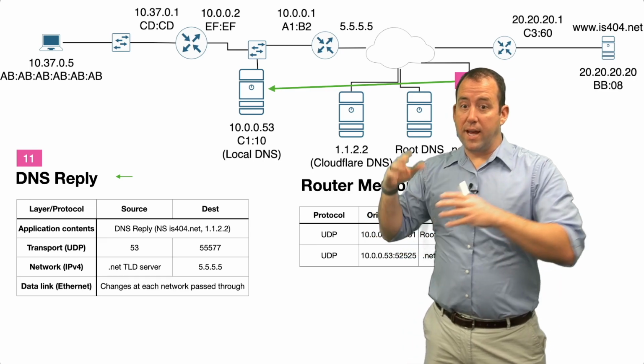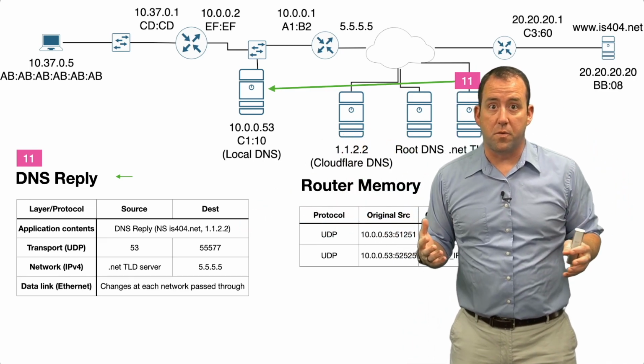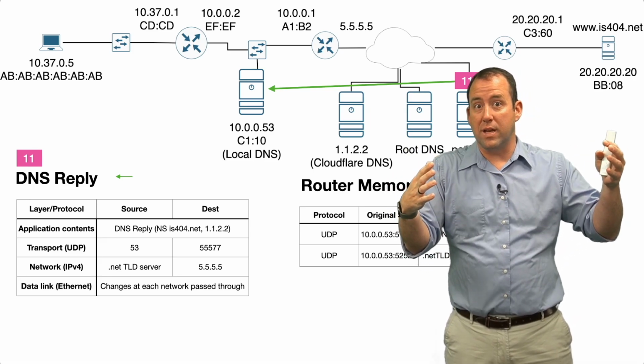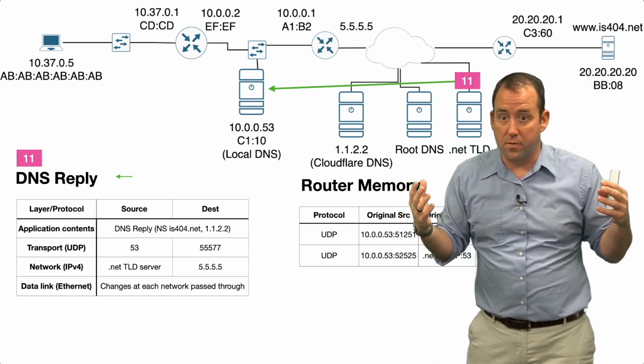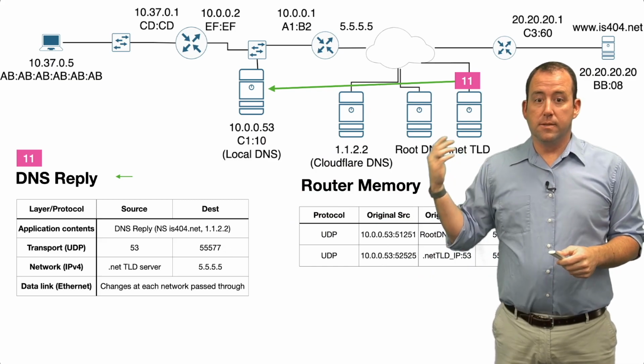And it's going to respond and tell us the information that we requested. What are the name servers for is404.net? Which is the information about where do I go when I want to get IP information about is404.net. I need to go to the name servers for that. So here we go. Off it goes.